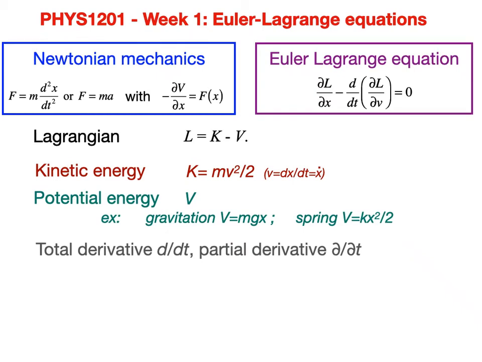Well done. You have finished the main lecture material for week one. So what have we seen this week? Euler-Lagrange equations as an alternative for Newtonian mechanics. So we revisited a bit of Newtonian mechanics and Newton's second law, F equals ma.